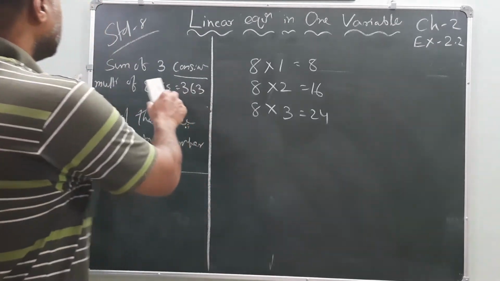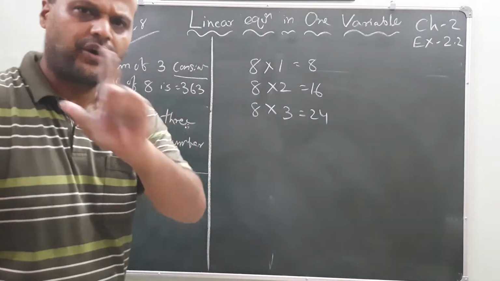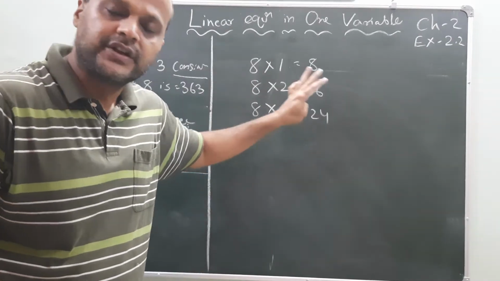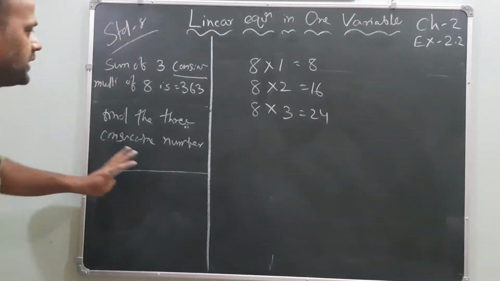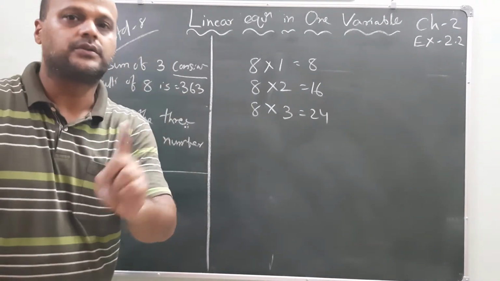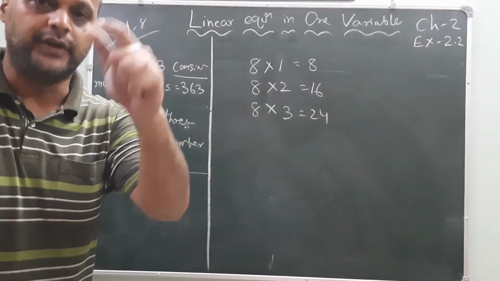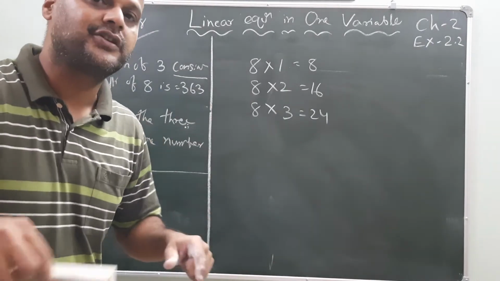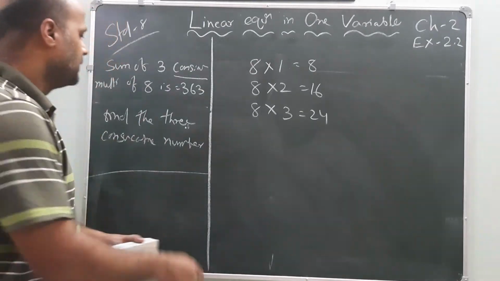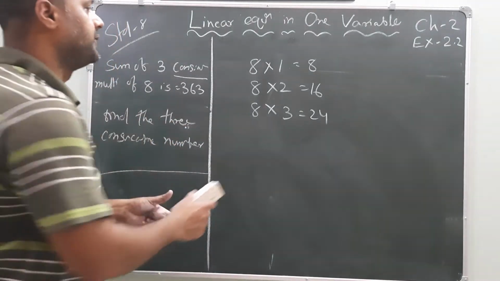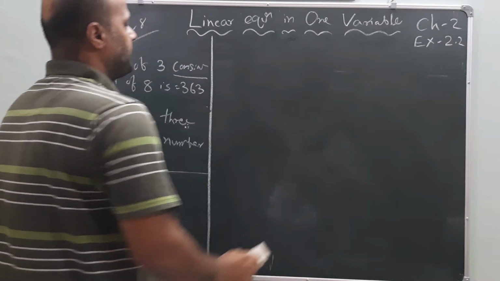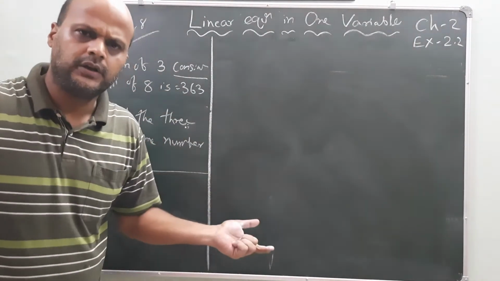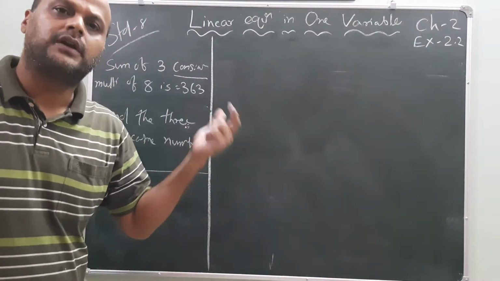But here the 3 consecutive numbers are not given. I showed the definition of consecutive numbers, but in this statement no consecutive number is given. So how will you do it? With the help of a variable, convert that into an equation and find the actual consecutive multiples of 8, if the sum is 363. Now, the sum of 3 consecutive multiples of 8. But what is the consecutive number?